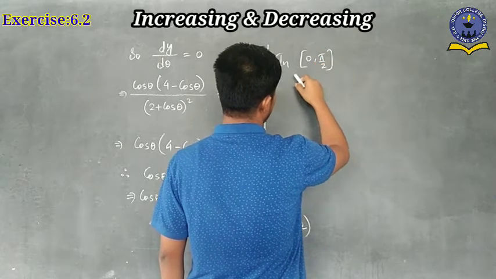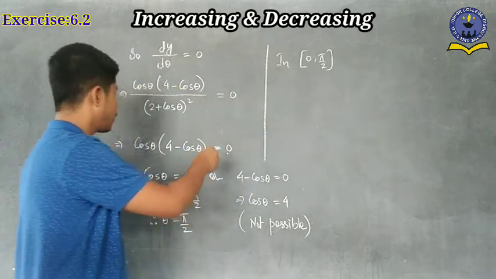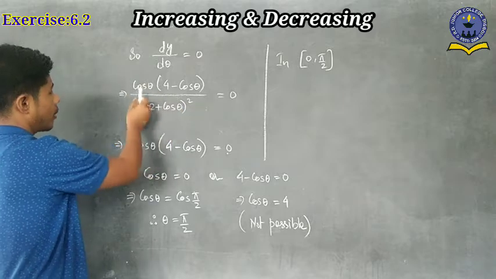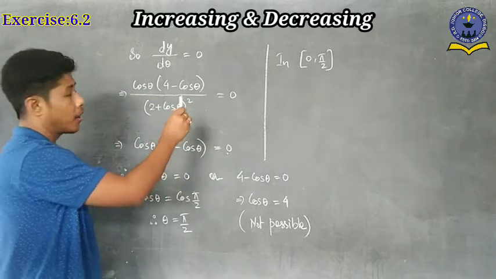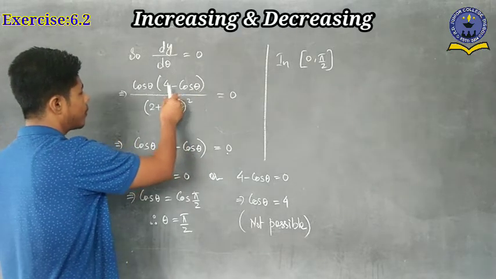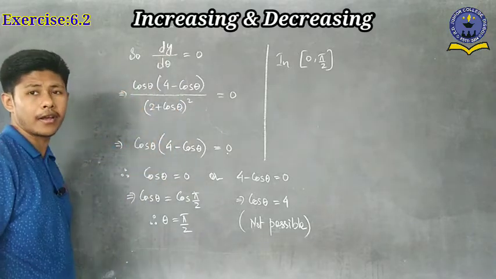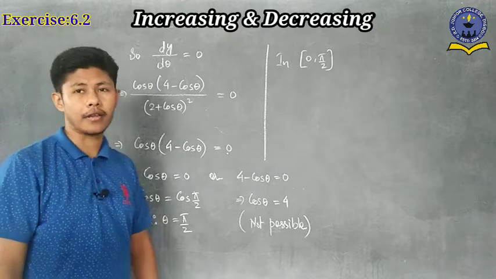If you see the interval from 0 to pi by 2, this result we need as a whole: cos theta into 4 minus cos theta over 2 plus cos theta whole square. If we prove this whole result is greater than 0, then dy d theta is also greater than 0, we can say.